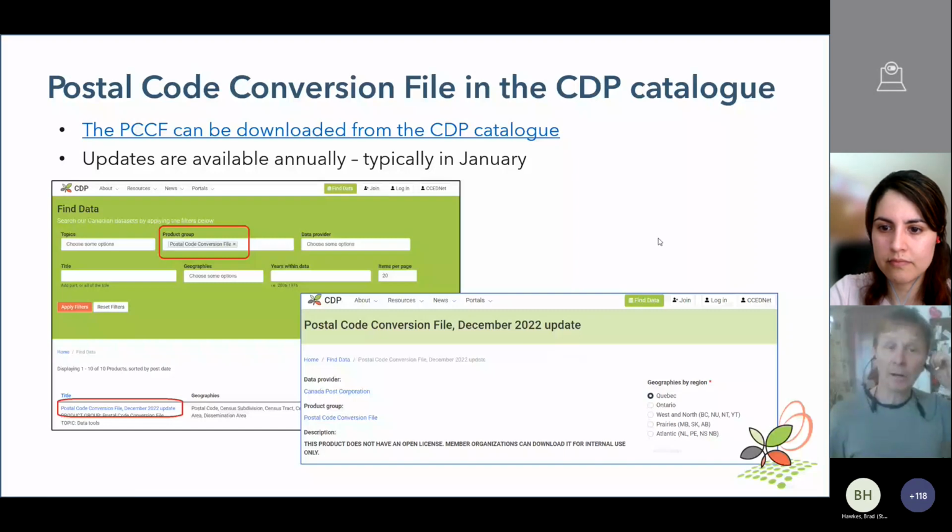We get our updates to the PCCF annually now. Typically we get a December vintage in January. Briefly, we were getting quarterly updates, and that was so that we wouldn't have to wait an entire year to get the PCCF on 2021 geographies. Otherwise, we would have been stuck with 2016 geographies for another 9 or 10 months.